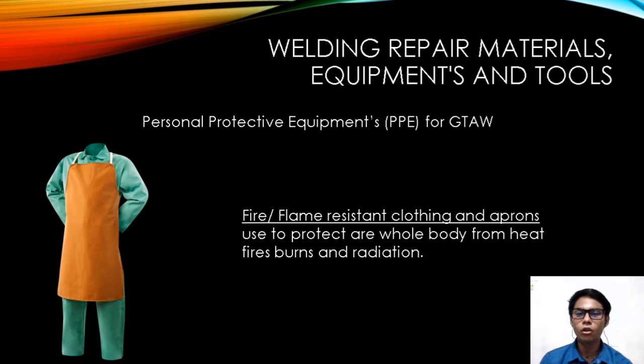So we will continue to fire or flame resistant clothing and aprons. When we say fire or flame resistant clothing and aprons, these are used to protect our whole body from heat, fire burns, and radiation. So this is very useful to us, especially in welding, because this can protect us from fire burns, radiation, and this also can protect us from the irritation of our skin. When we are welding and we irritate our skin, this can take up to a week or more to heal. So this is very useful for welding.